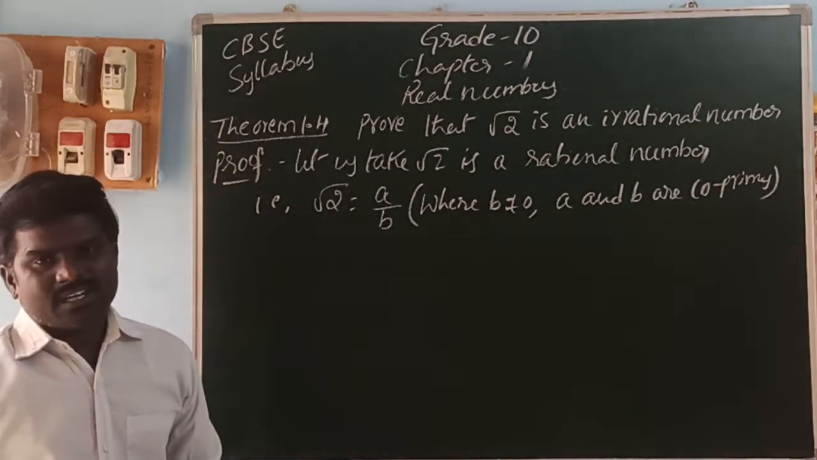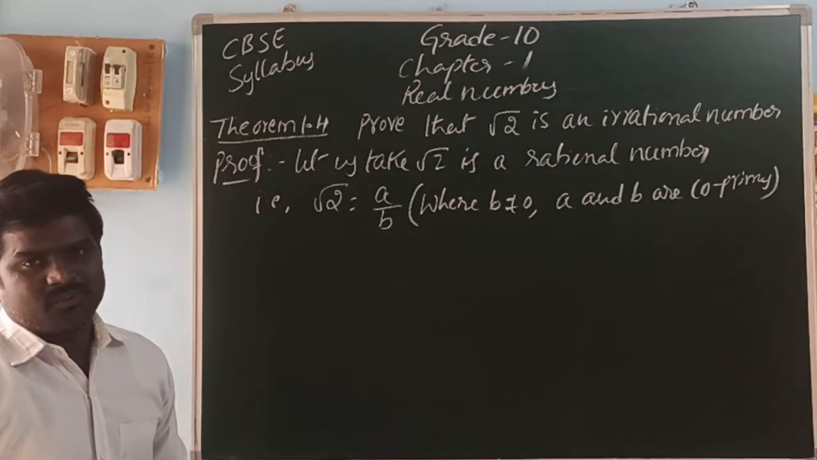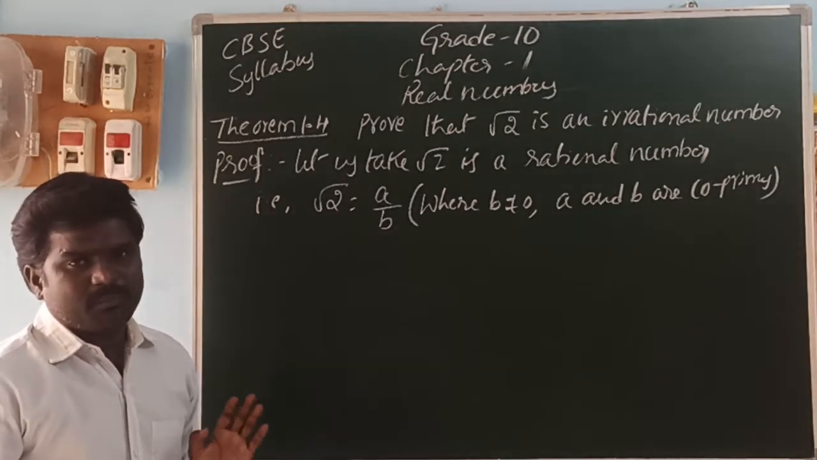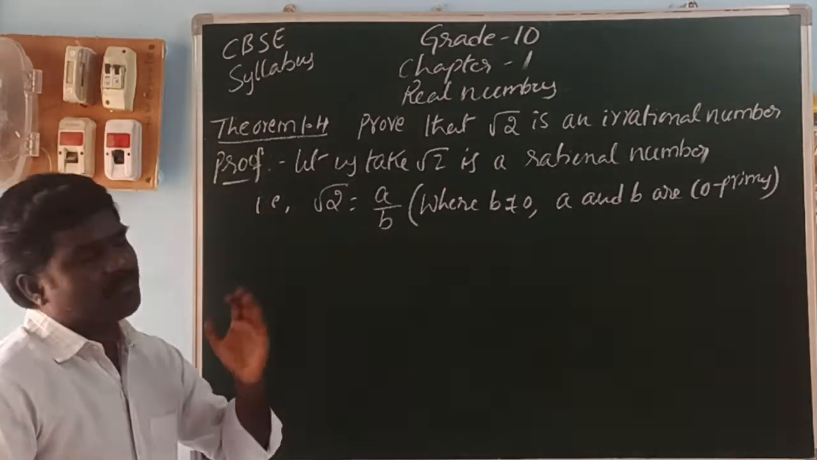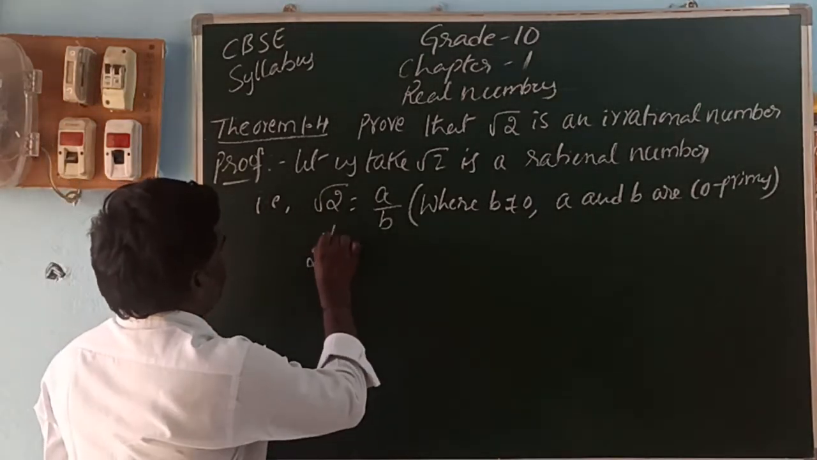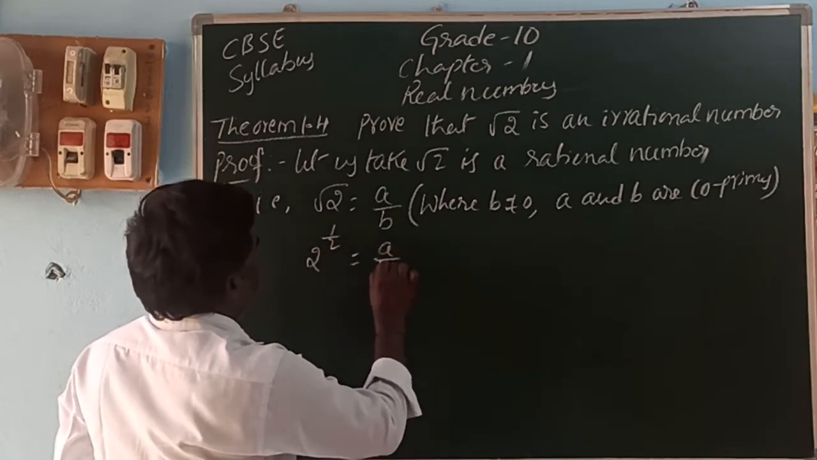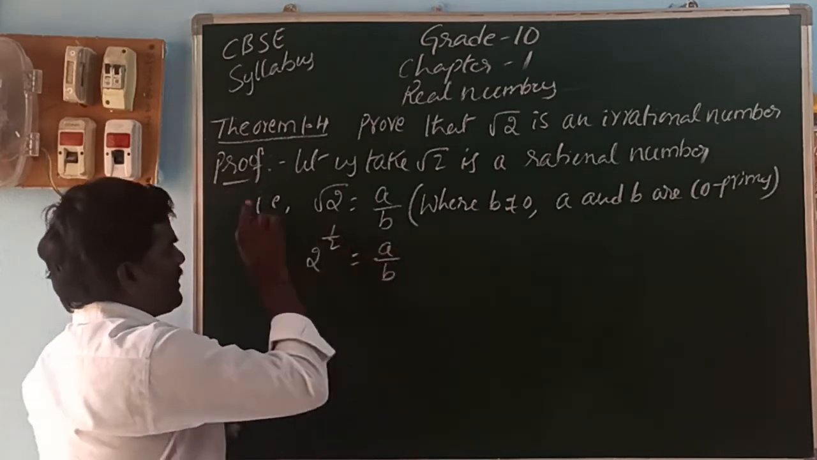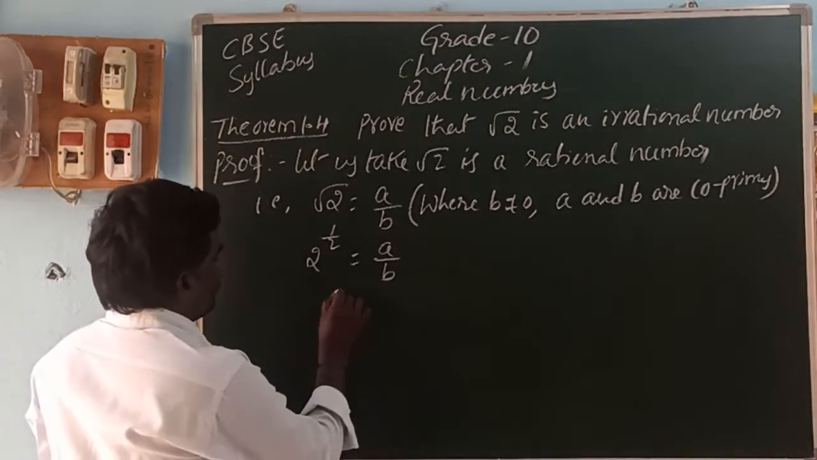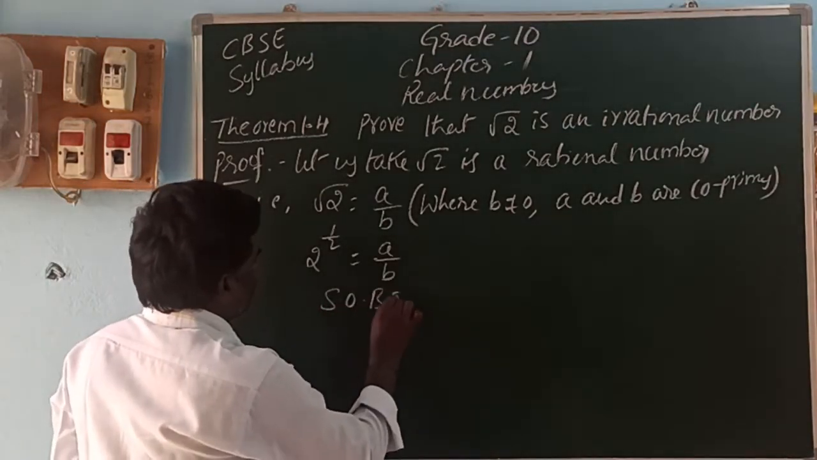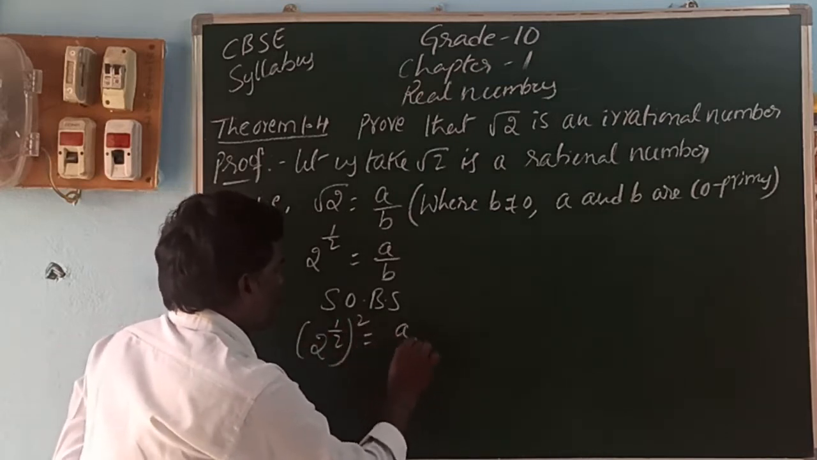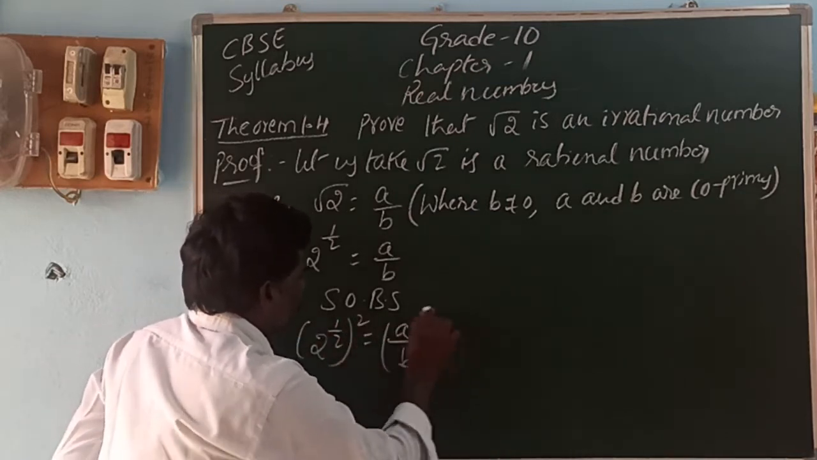Square root means what is the exponent form? 1 by 2. Cube root 1 by 3, fourth root 1 by 4, fifth root 1 by 5, nth root the exponent form is 1 by n. Here square root 2 we can write as 2 power 1 by 2 is equal to a by b. So this square root we can cancel. How can we cancel? By using square on both sides. That is, 2 power 1 by 2 whole power 2 is equal to a by b whole power 2.